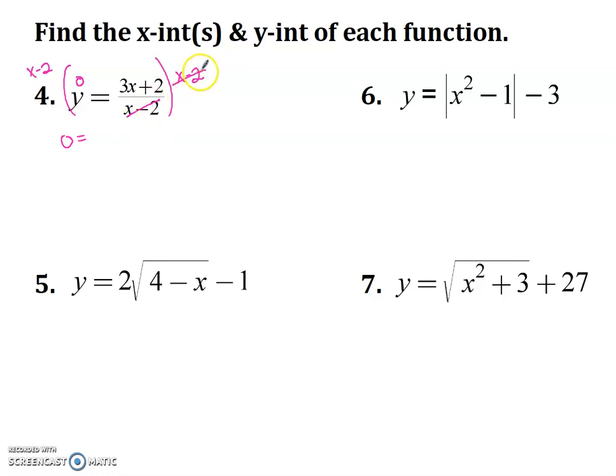Here they're going to cancel, the x minus 2 divided by x minus 2, and that's going to leave me with 3x plus 2. Solve for x, so subtract 2, divide by 3, and that's going to give us our x-intercept. Okay. Now to get our y-intercept, I'm going to plug in 0 for the x's, so this 3x is going to 0 out, and the x is going to 0 out. So it's going to give us 2 over negative 2, making our y-intercept negative 1. So that'll be 0, negative 1.